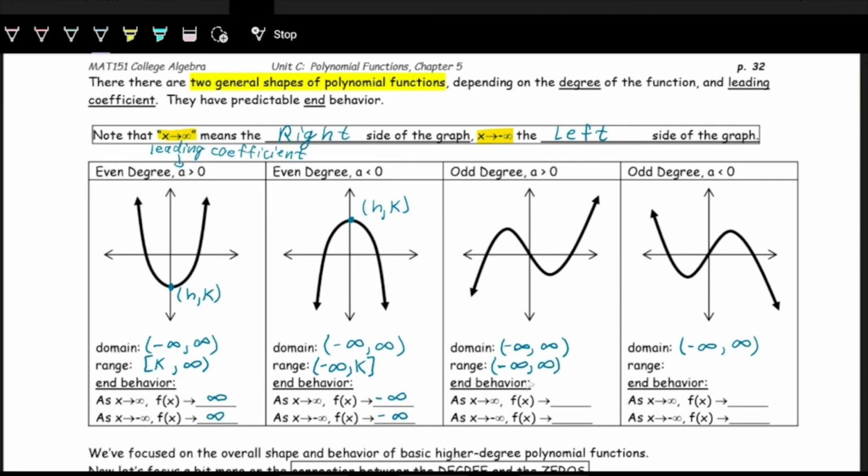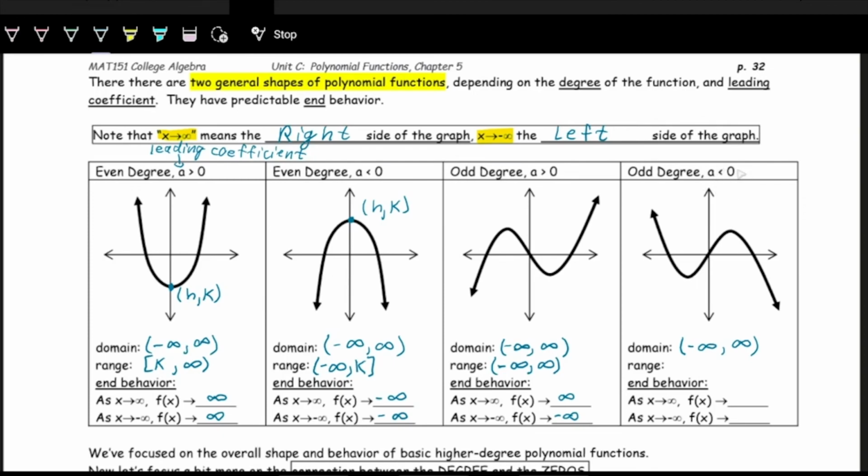And so then the end behavior here: as x goes to positive infinity, the right hand side, we can see what the y values are doing. The y values are going up, they're increasing. So as x goes to the right, the graph increases, it goes up. And then as x goes to the left, you can see the arrows going down, so the graph is going down to negative infinity on the left hand side. So when a is positive, the right hand side is going up.